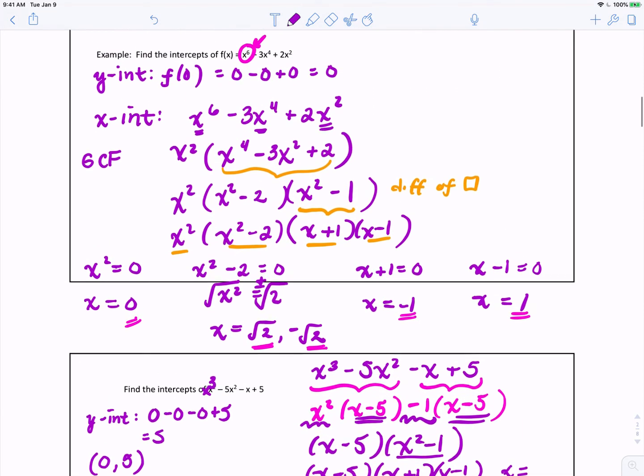Back here in this first example that we did, see how that was x squared is equal to 0? In other words, x times x is equal to 0. We could say that 0 was also a root of multiplicity 2.